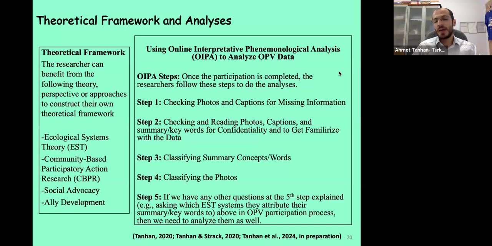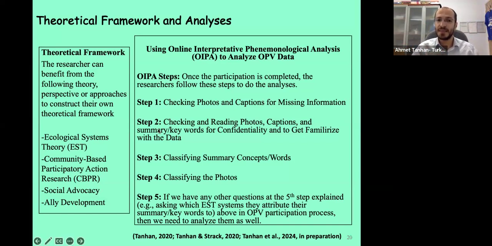So, not everybody is into photos. Also, when you ask people to upload a photo, it makes it a little more difficult. Tools sometimes get very difficult when you want to upload, and it takes a little extra internet, etc. So it's the same process, but this time we are not asking for photos. But if you want to use OIPA for OPV, then you are checking photos as well.